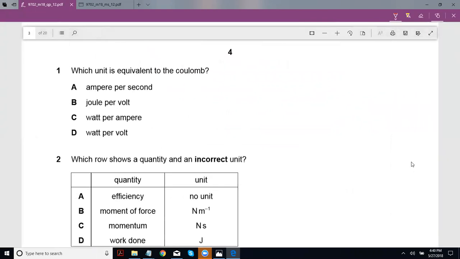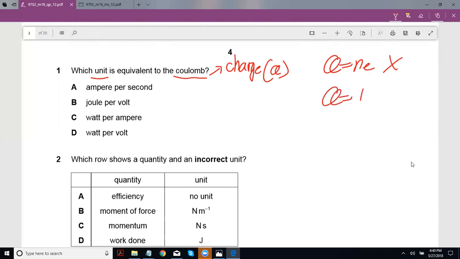Okay, so one, which unit is equivalent to the coulomb? Now, the coulomb is the unit of charge, which you denote as Q. Let's look at a few formulas from where we can try to figure out a unit. So Q is equal to NE, but I don't think that gives us an appropriate unit, because N is just the number of electrons, E is the charge of one electron. However, Q is also equal to IT. Now that may give us amperes into seconds, and that could be a possible answer.